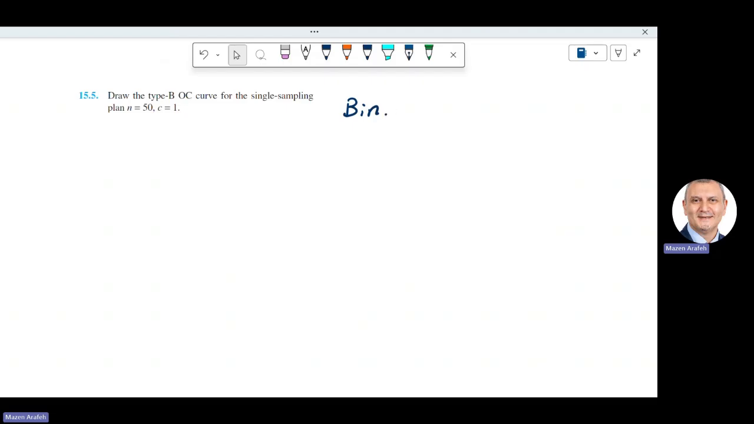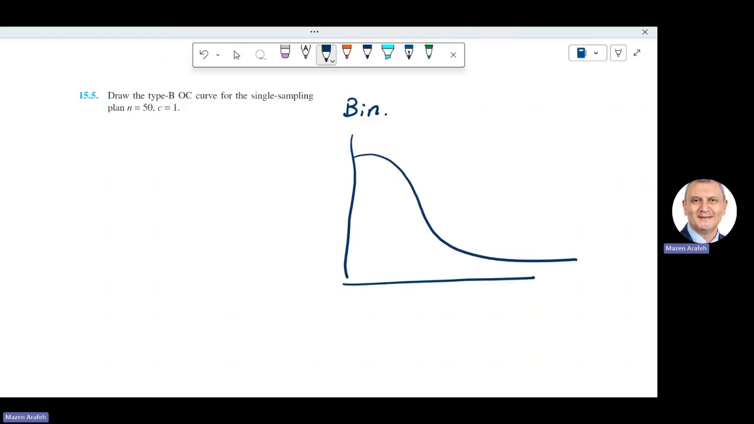So just to have a sketch here, for the OC curve, it's going to look something like this, where the x-axis is p, which is the fraction defective, and the y-axis is basically the probability of acceptance.